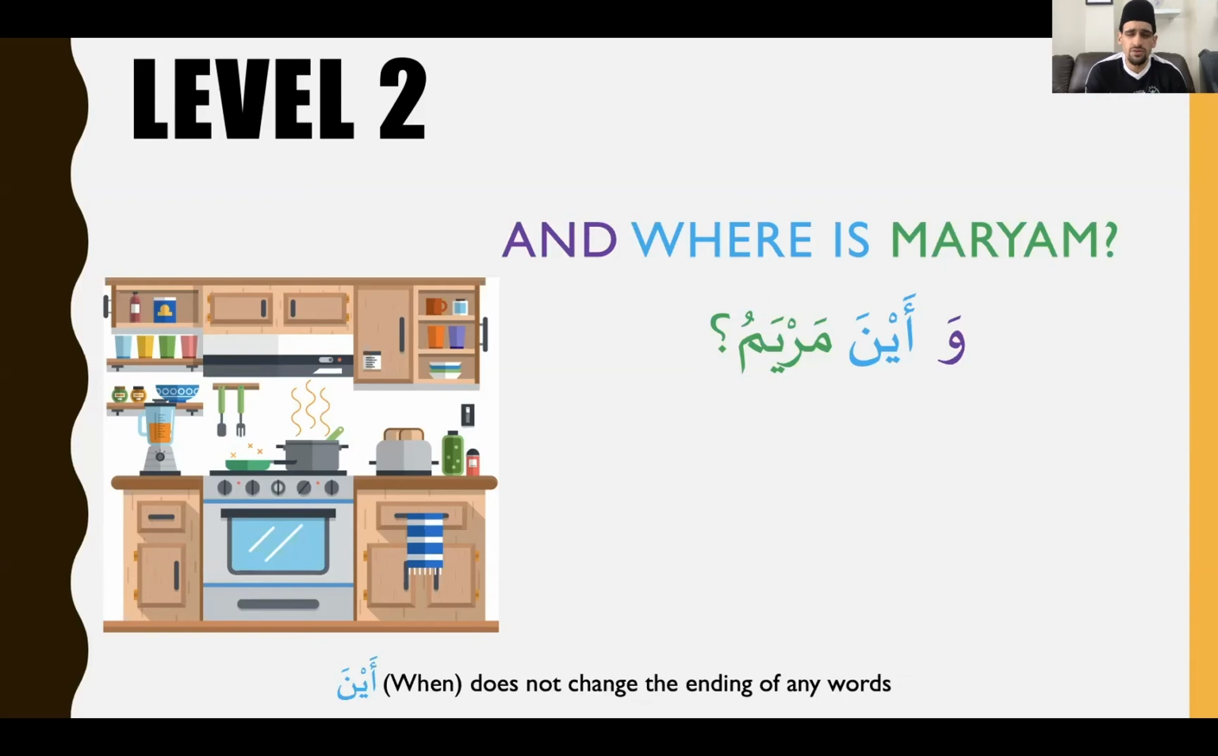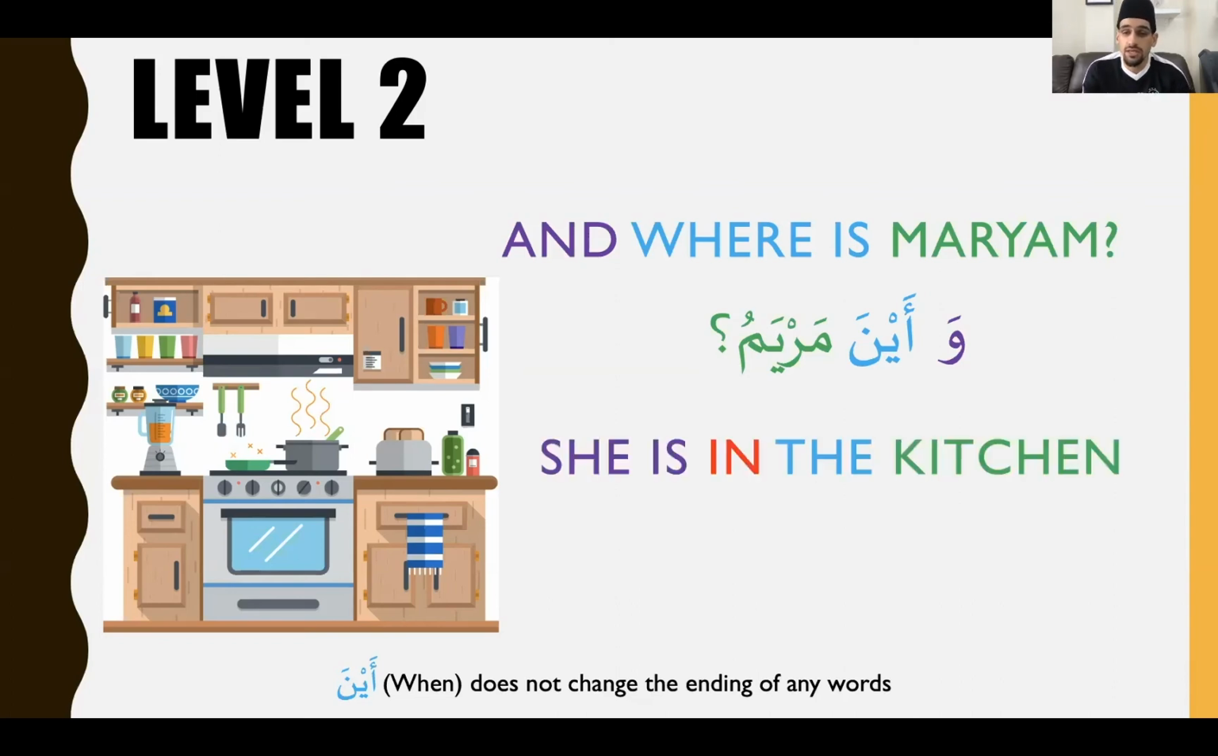The only difference here you can notice is that before, in Yasir, there was Yasirun, but in feminine words or feminine names, sorry, you won't have the tanween. It would just be a dhamma. وَأَيْنَ Maryam. She is in the kitchen.